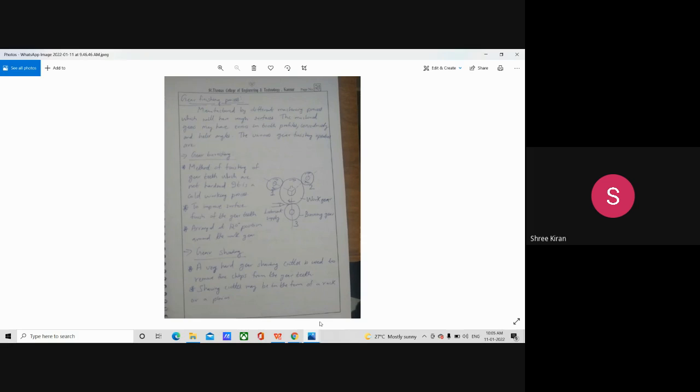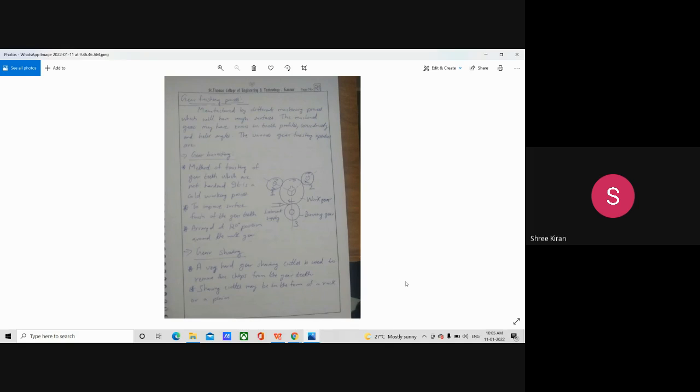Okay, so in this case it is very hard and very strong, so we have it in the form of a rack and pinion. So what happens? A large amount of pressure and force is applied in the case of a gear shaving process. That's what happens in the case of gear shaving.